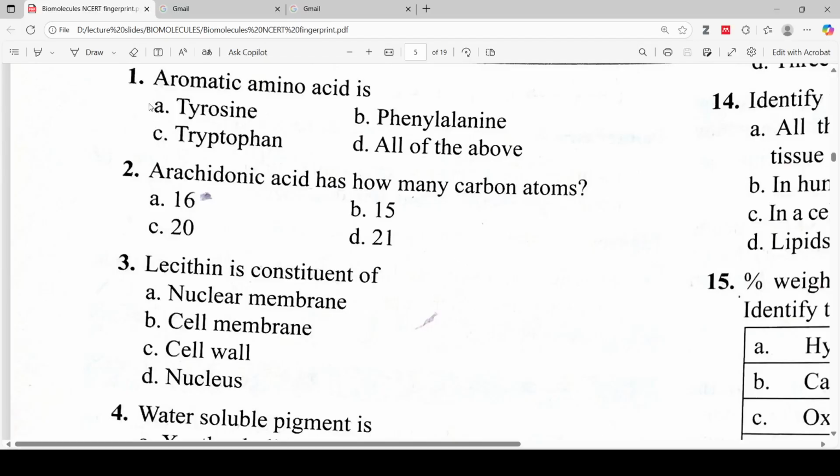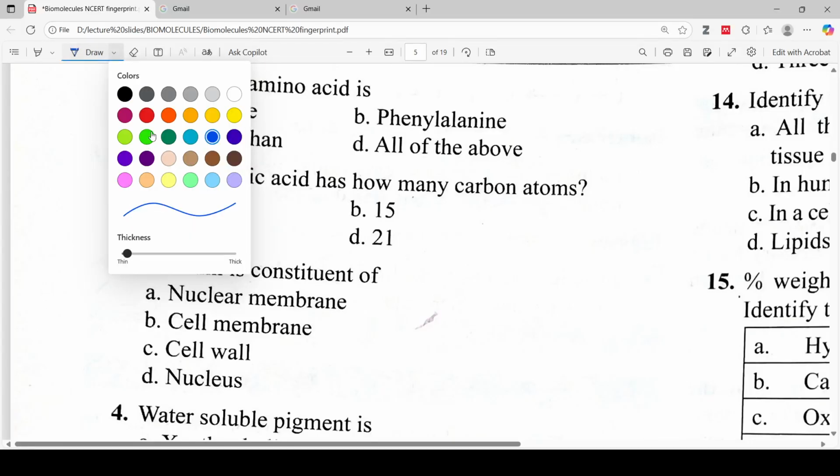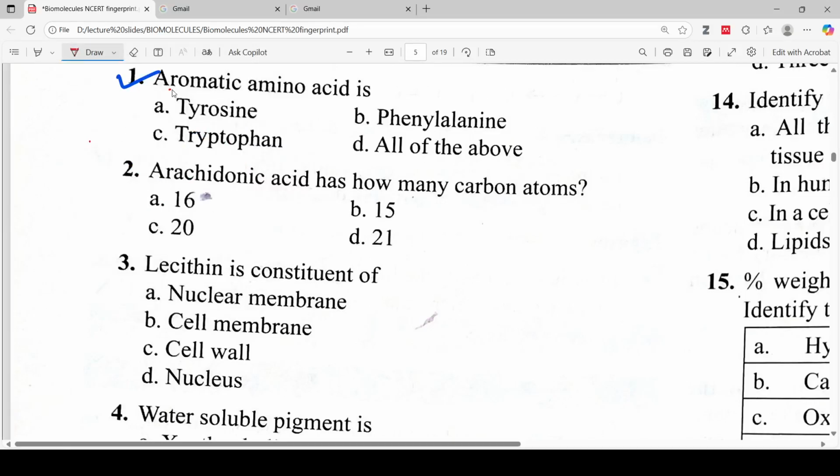So let's begin with the first question. Question number 1: The aromatic amino acid is, here 4 options are given. You have to choose the correct answer. Option A tyrosine, option B phenylalanine, option C tryptophan, and option D all of the above. So the correct answer will be all of the above. Phenylalanine, tryptophan and tyrosine all are aromatic amino acids. So the correct answer is option D.